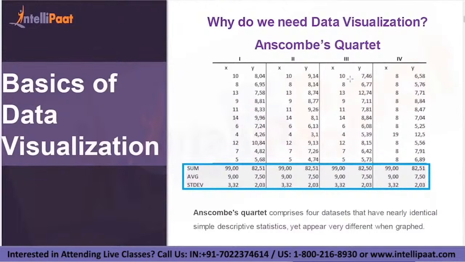So for these data sets, this is the unique data set. All four of them have the same kind of descriptive stats, but they differ radically when you plot them.